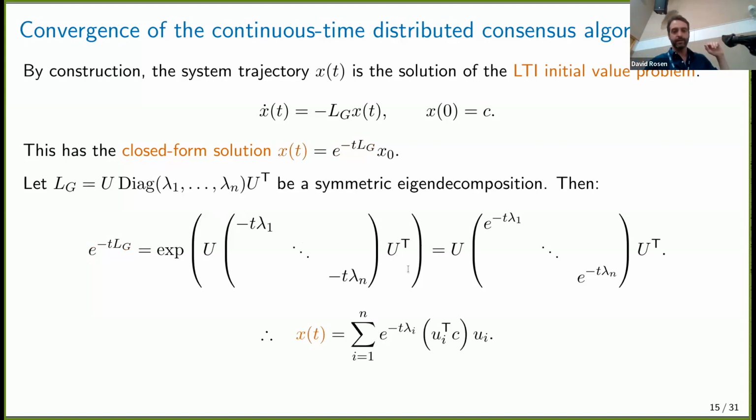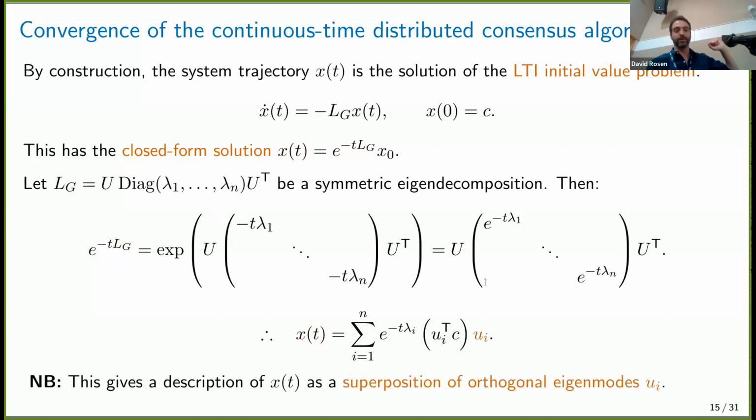What I actually get is, basically the punchline is if I just plug that back in, I can write my solution xt as a linear combination of exponentials that involve the eigenvalues and that are scalar multiplying the eigenvectors. Another way of saying this is, I can use the eigendecomposition of this matrix to write my system trajectories as a superposition of orthogonal eigenmodes that are gotten from this matrix LG, which in turn was built from my graph.